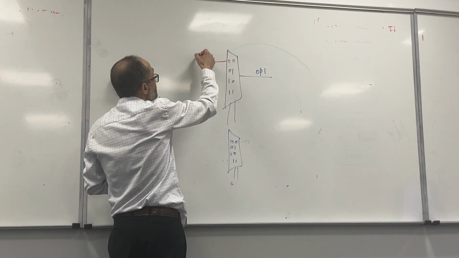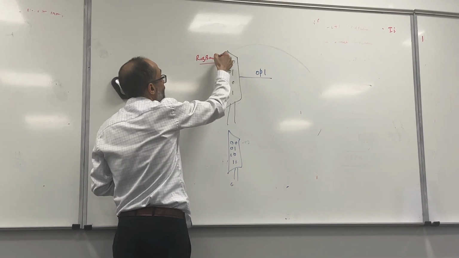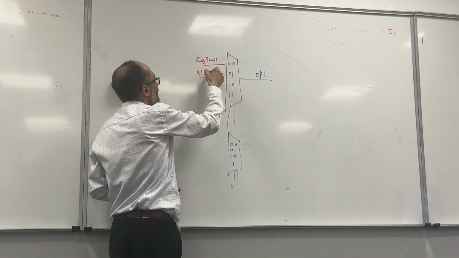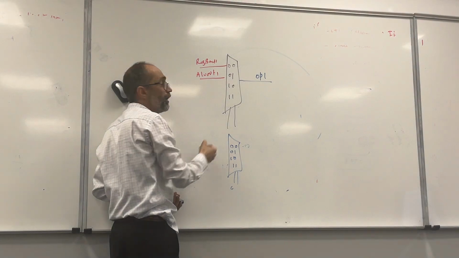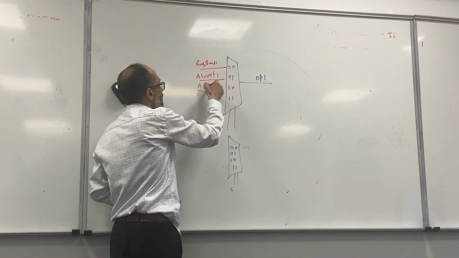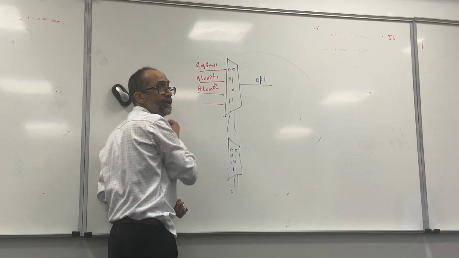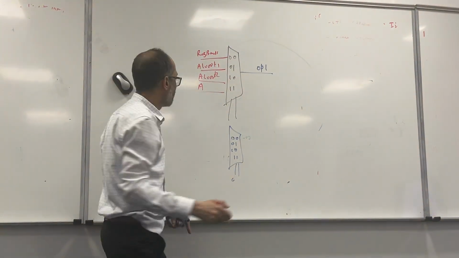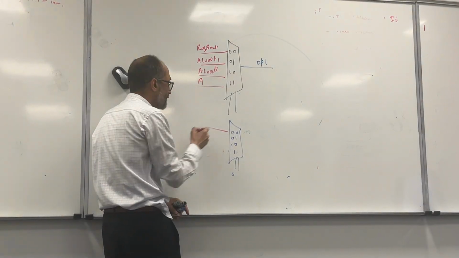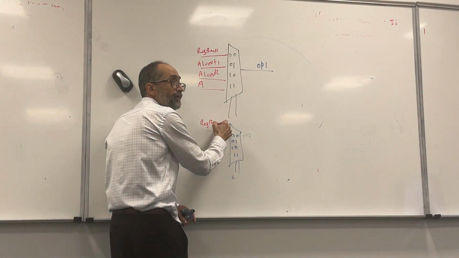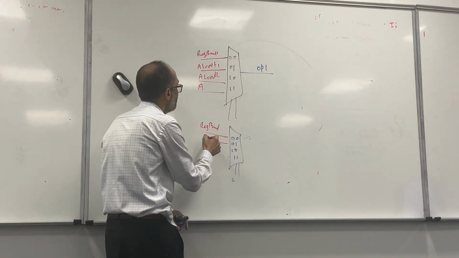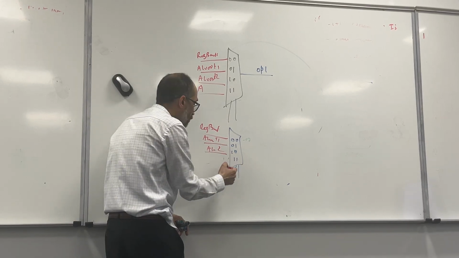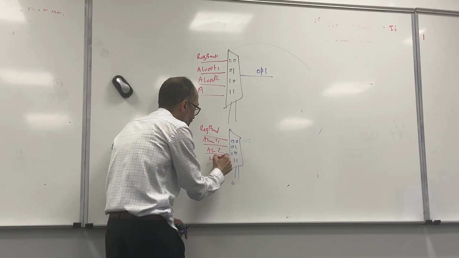Either the value can come from the register bank, or ALU out 1, or ALU out 2, or A, which is coming from the register bank. And for the second operand, either the value can come from the register bank, or ALU out 1, ALU out 2, or B.